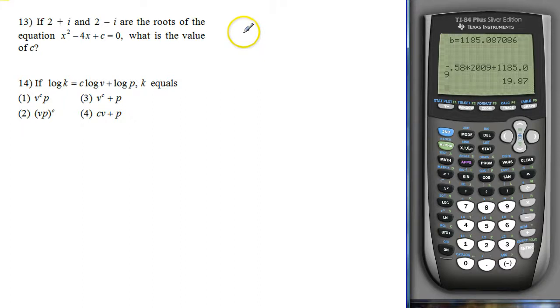Number 13: 2 plus i, 2 minus i. These are roots. What's the value of c? This is based on, remember that sum and product formulas we've been using? If I find the sum, it's 4. Well, that's why it's negative 4 in the middle. So if I do the product, either brains or calculators, the product is 5. 2 times 2 is 4. Minus i squared. That's plus 1. That's 5. So this back number is a 5.